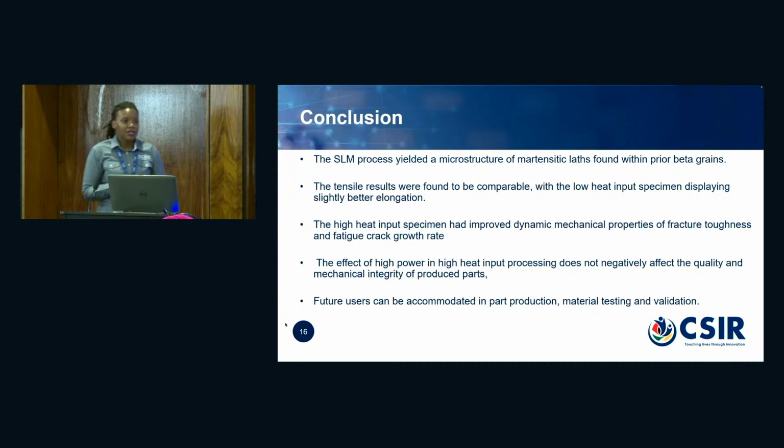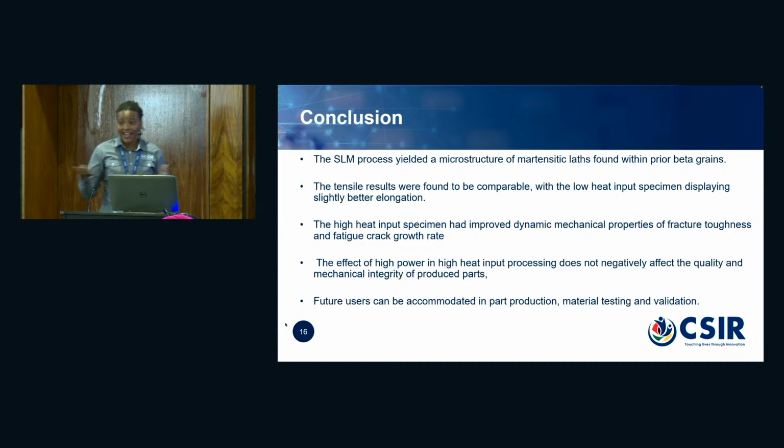And so what we can say from here is that the effect of using high power, as in our locally produced prototype machine, does not negatively affect the quality and the mechanical integrity of produced parts. It produced parts that are quite comparable to your commercial systems that are out there. And with this, we say that the advantage that we have with this machine is not lost. We can build faster, and we can build just as good as the commercial systems out there.